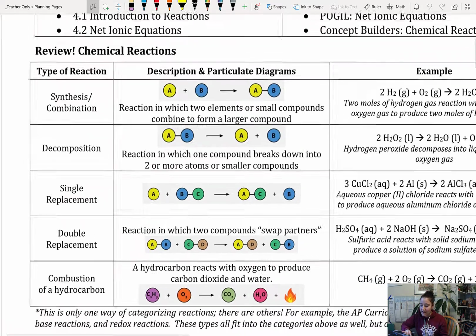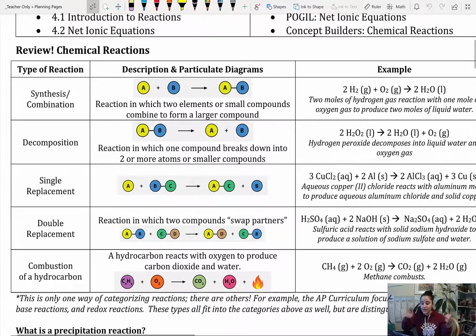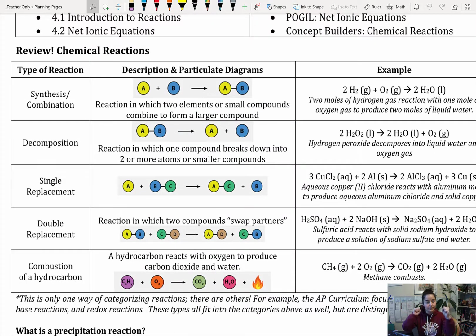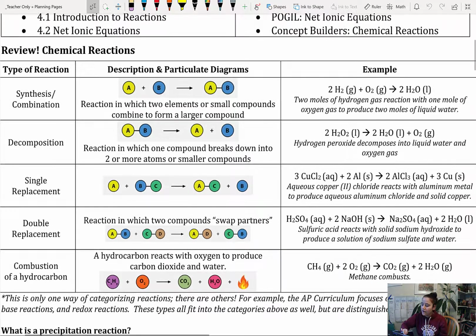For example, a synthesis reaction is when you have two small elements or small compounds coming together to form a larger compound. Okay. For example, hydrogen gas and oxygen gas coming together to form water. There's decomposition reactions in which one breaks apart into smaller ones. One common example of this is hydrogen peroxide. We pour it on our cuts to clean it out because it produces water and oxygen gas.